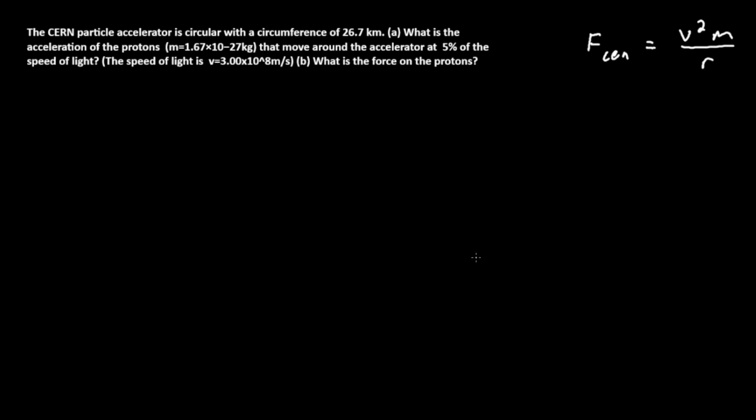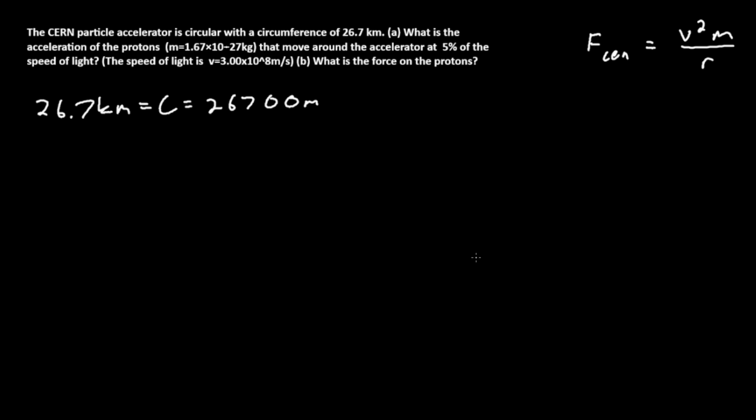Alright, so the CERN particle accelerator is circular with a circumference of 26.7 kilometers. So 26.7 kilometers is the circumference. I'll write this better. 26.7 kilometers is also equal to 26,700 meters. What is the acceleration of the protons that move around the accelerator at 5% of the speed of light?